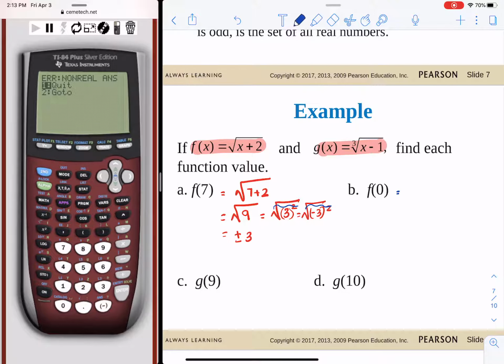So we have square root of 0 plus 2, which would simply be the square root of 2. And we can't put plus or minus here because we did not explicitly state the square, so it's just the square root of 2.